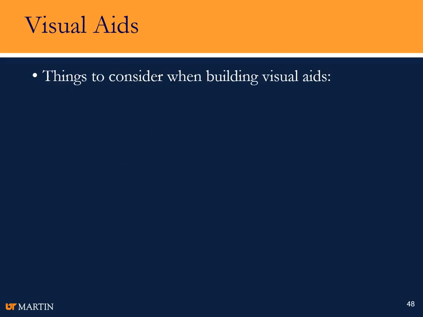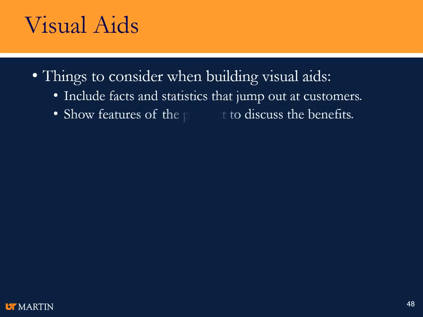When you're building a visual aid, there's some things you want to consider. You want to make sure you include facts and figures that jump out at your customers. If you are presenting to somebody who doesn't care about statistics, you might want to gloss over this a little bit. But if you're presenting to somebody who isn't maybe an intuitive, somebody who wants to be able to walk through logically, you want to make sure that you are going to provide them with everything they need. You want to show the features of the products and discuss the benefits. We'll talk a little bit more about that in a few minutes.